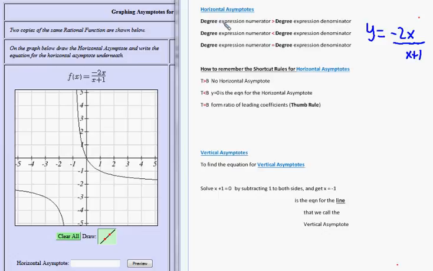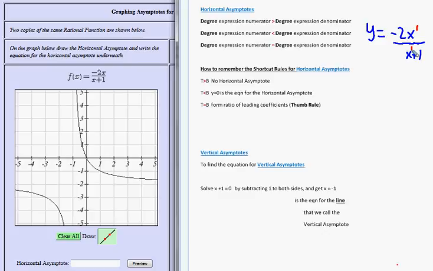You compare the degree of the expression in the numerator to the degree of the expression in the denominator. For example, the expression in the numerator is negative 2x. If you remember, the degree of a polynomial is the highest exponent. So for my problem, my degree is 1. And then I compare that with the degree of the expression in the denominator. In the denominator, my expression is x plus 1. Its degree is its highest exponent, which in this case is 1.